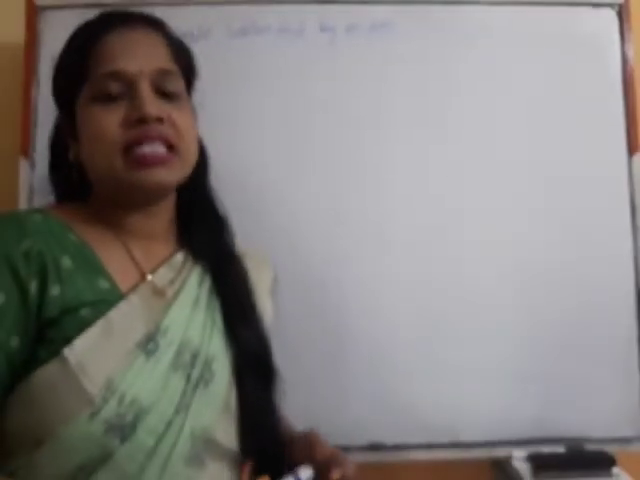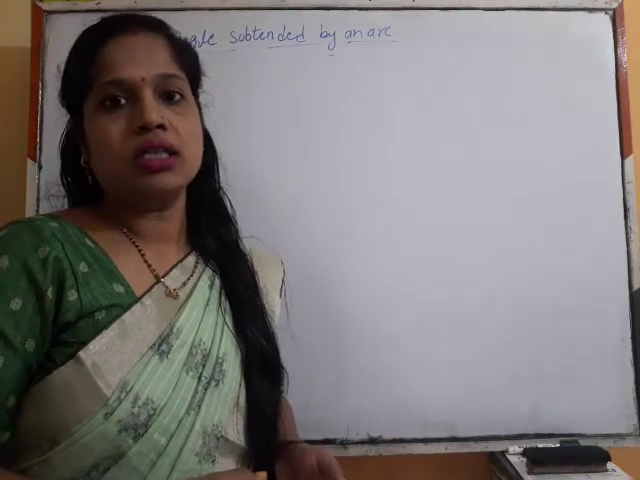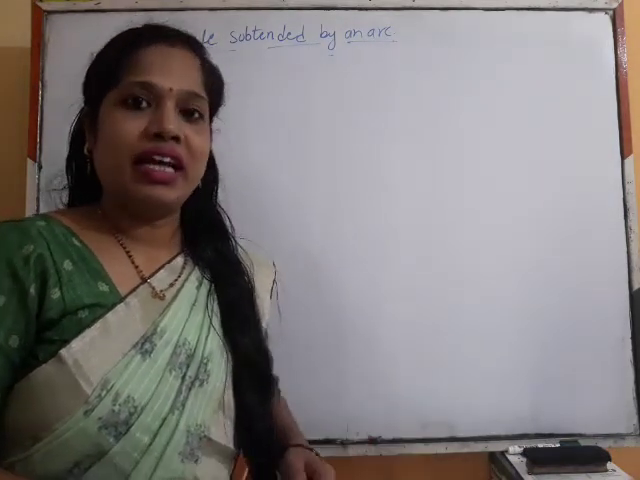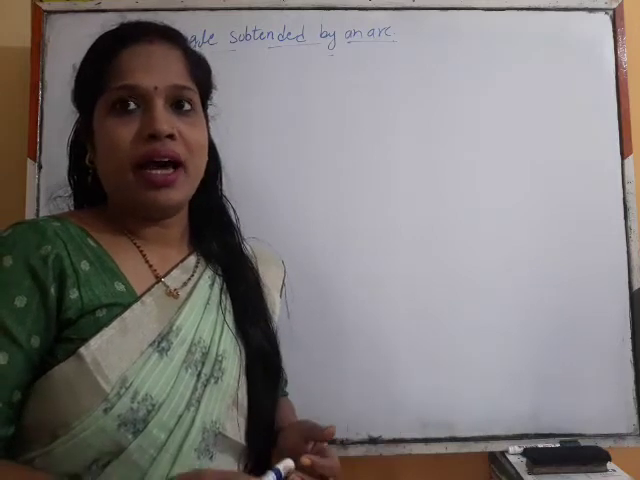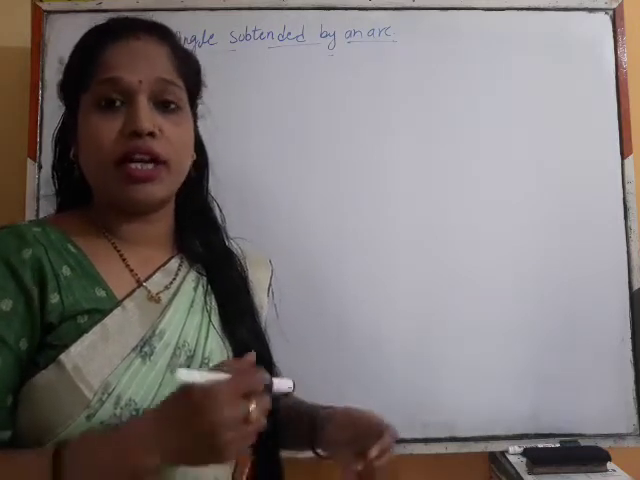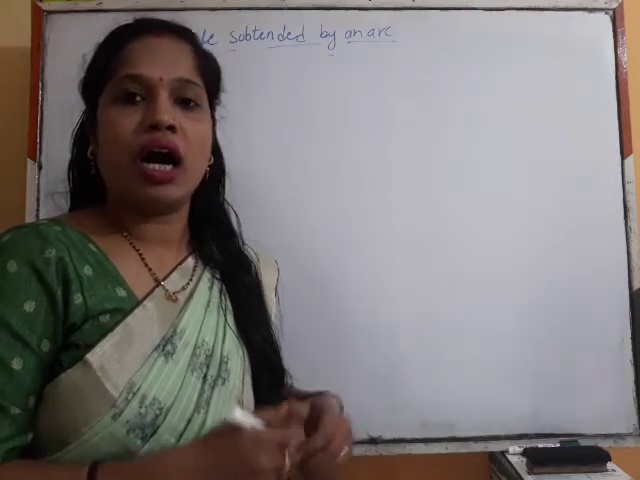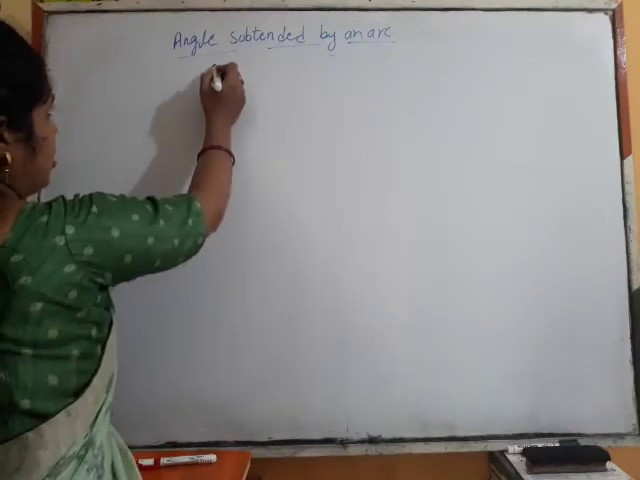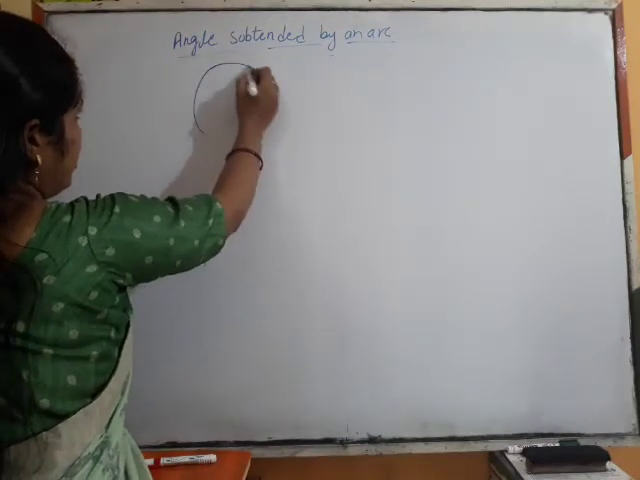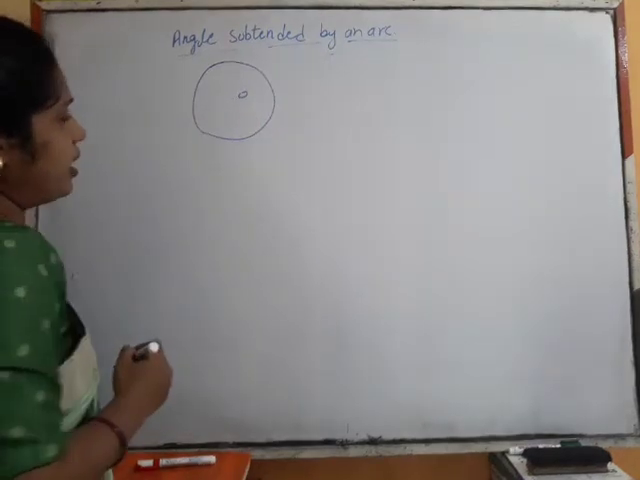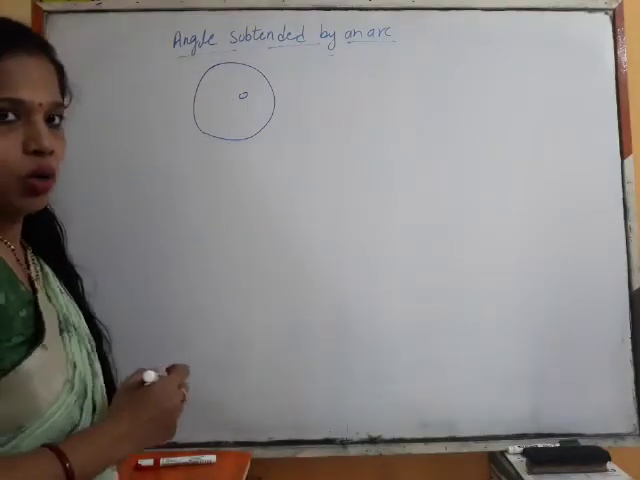Our next topic is angle subtended by an arc in a circle. We have studied the angle subtended by the chord in a circle, that also we have discussed. Now we will discuss how the arc subtends an angle at the center in a circle. So take a circle over here. Suppose it has center O.